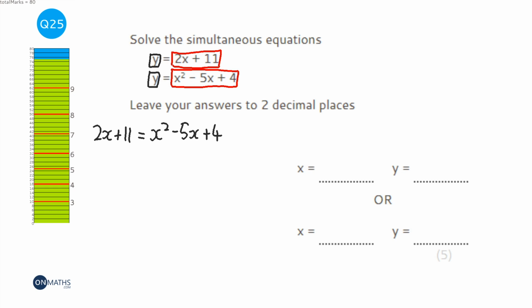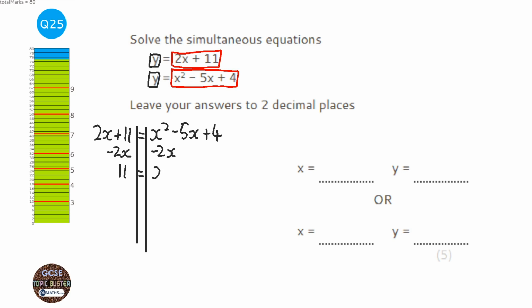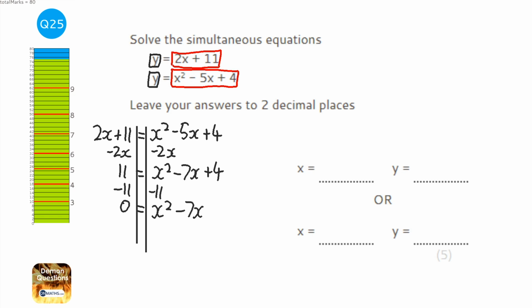And then we would need to move that around so that we have it equal to 0. So we're going to take away 2x both sides. So we've got 11 equals x squared minus 7x plus 4. And we're going to take away 11 both sides. So we've got equal to 0, which we need quadratics to be equal to.